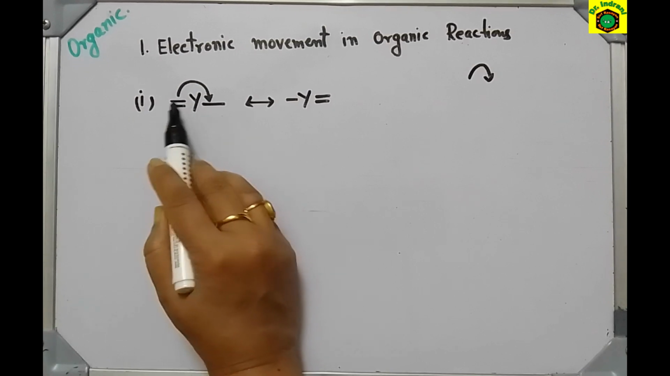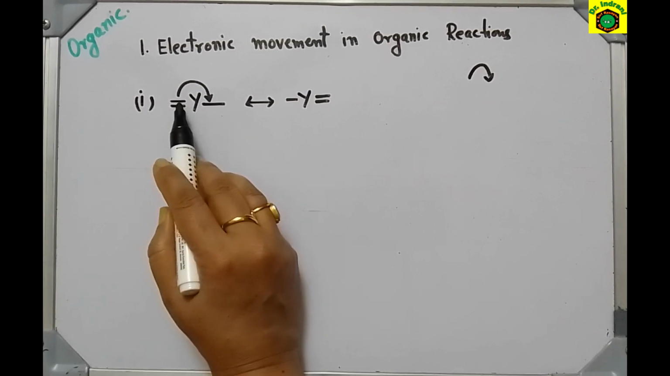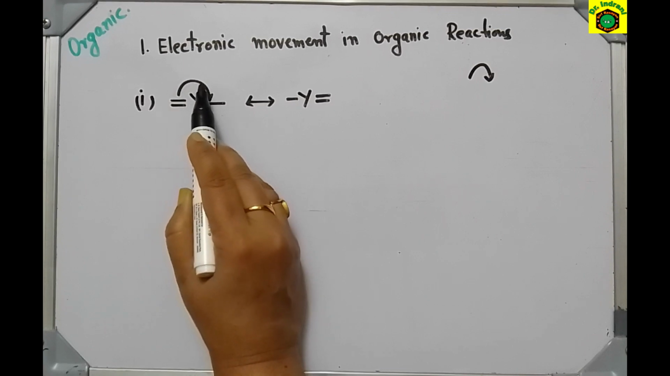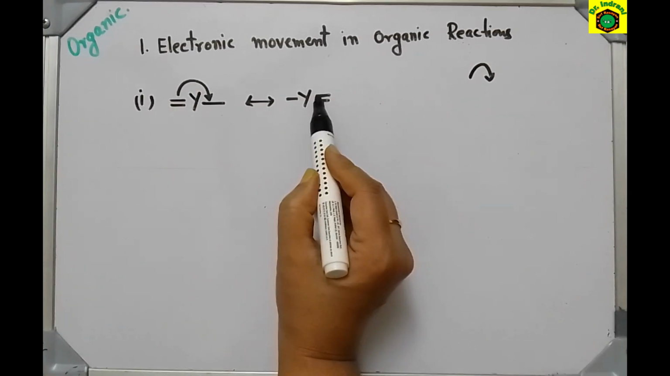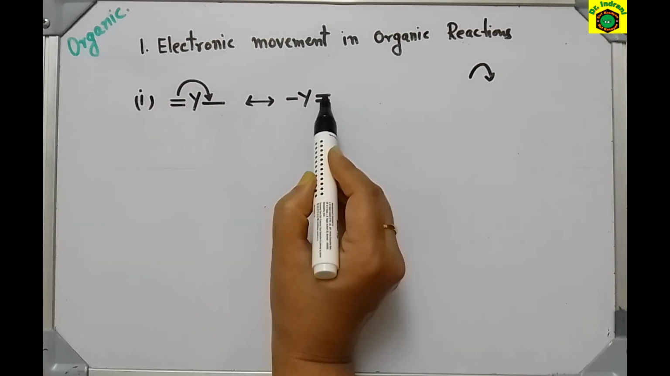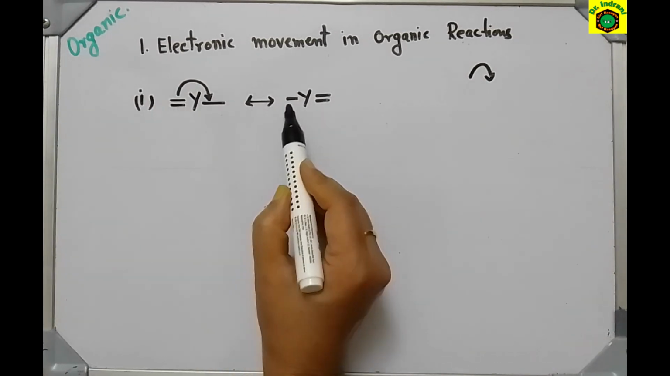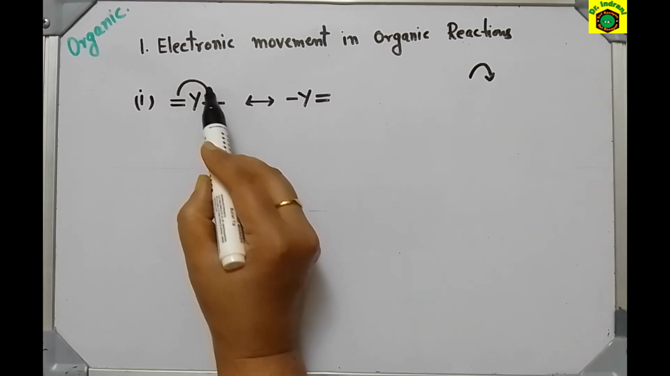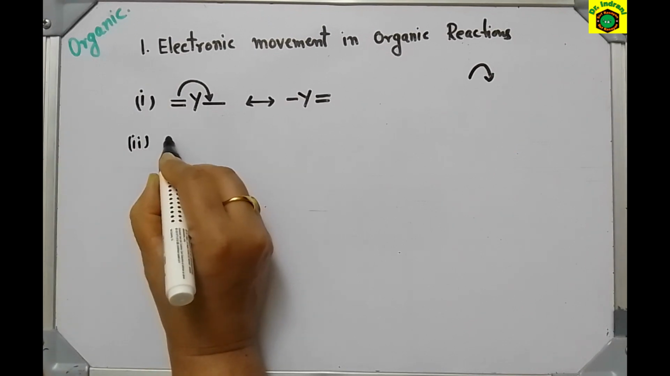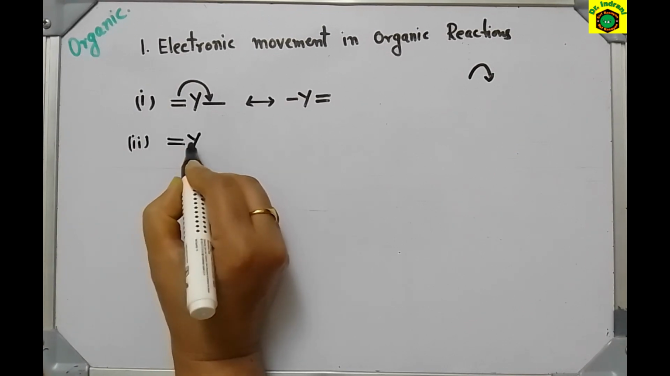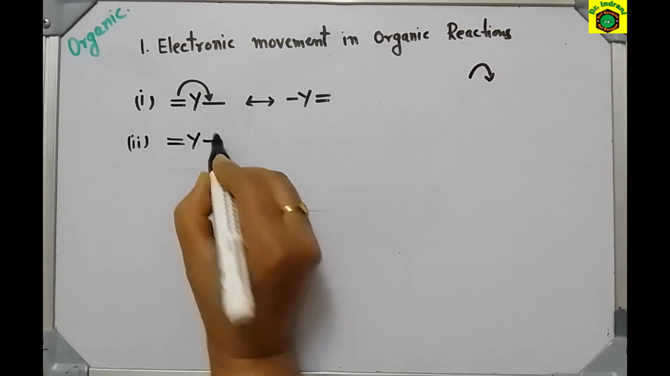So this pi bond is having 2 electrons. So 2 electrons are coming here to make one pi bond here. So now we see here the pi bond is shifted here and here only one sigma bond is there because electron density is shifted here. Another way is, Y is one atom.